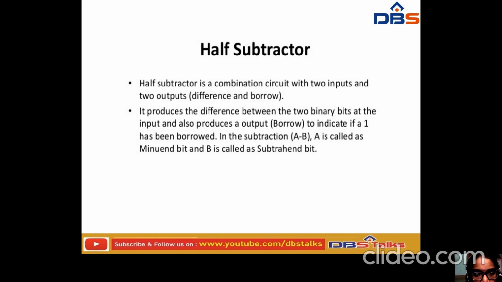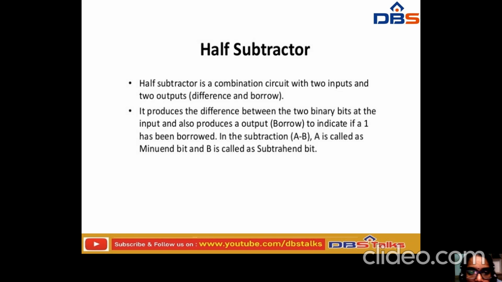It also produces an output to indicate if a 1 has been borrowed. In the case of the addition operation, the outputs that we get are the sum output and the carry output. Here, in the case of the subtraction operation, the two types of outputs that we get are the difference between the two binary bits and the borrow. It will show the difference between two bits, and then it will show the borrow.